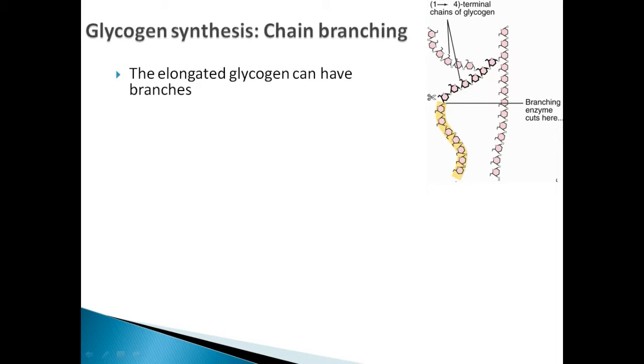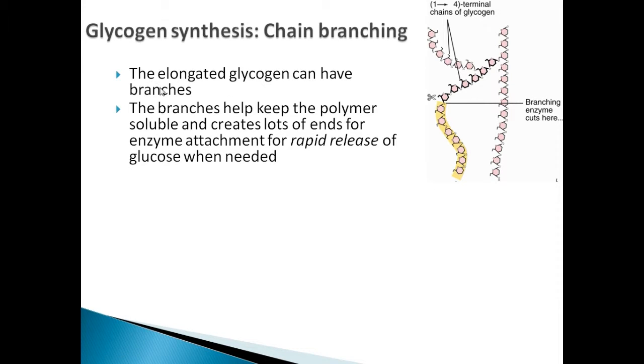So finally, we will also need a chain branching enzyme. We said that the glycogen particle is a highly branched structure. So the elongation of glycogen can have branches. The branches help keep the polymer soluble and create a lot of chain ends for rapid release when glucose is needed. So these are two important points to remember.